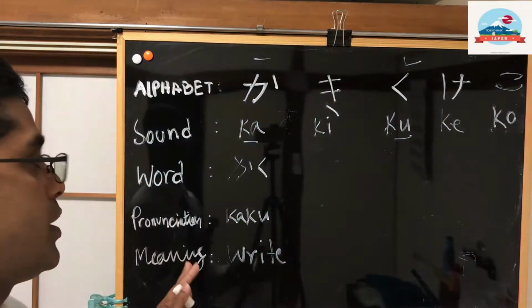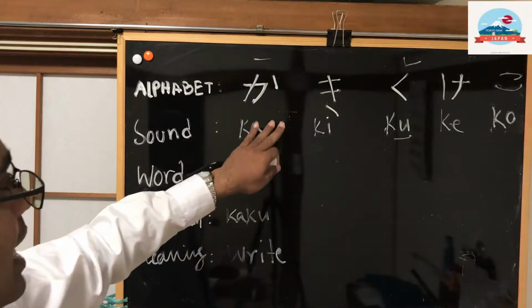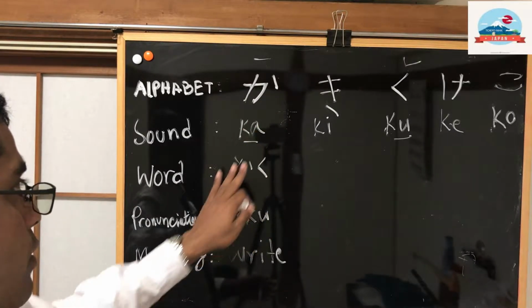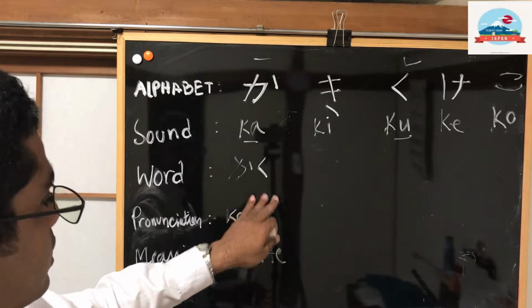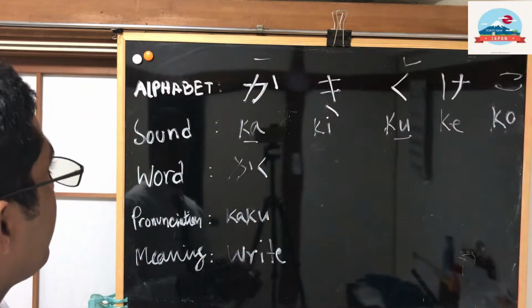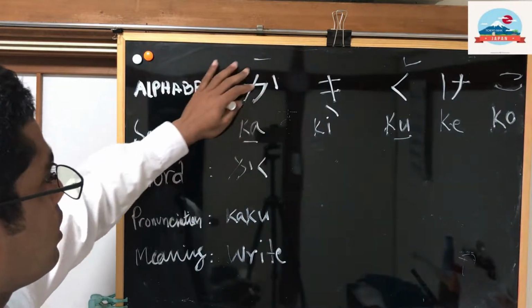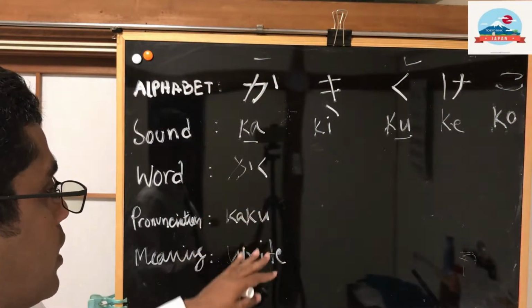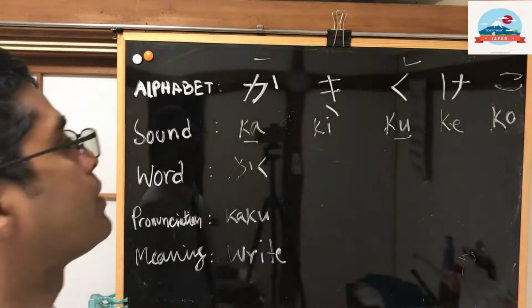Writing something. Ka, ka, ka. This word kaku means write. Watashi wa ka wo kakimasu. I write the ka alphabet.